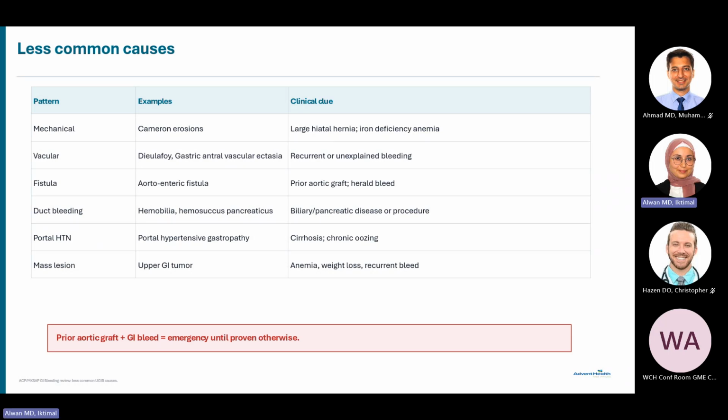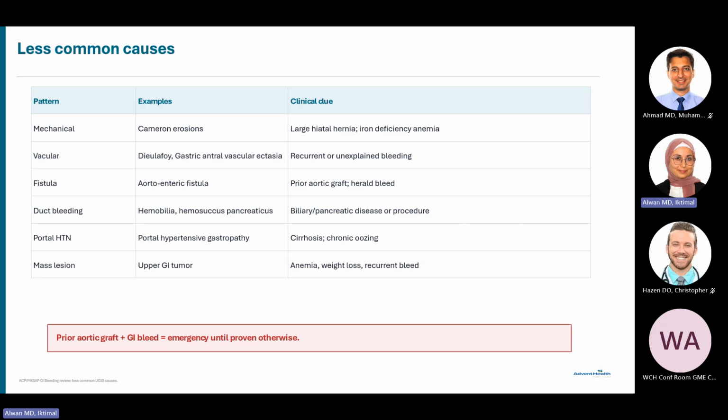Dieulafoy is really a big artery that's very tortuous and very aberrant, and it erodes the gastric wall and causes significant bleeding. Gastric antral vascular ectasia is more so chronic dilated veins, not artery, and it can cause chronic anemia and chronic bleeding.